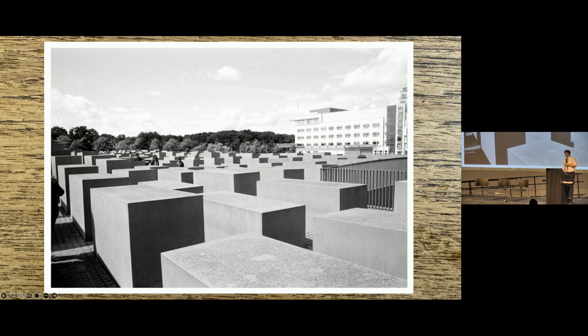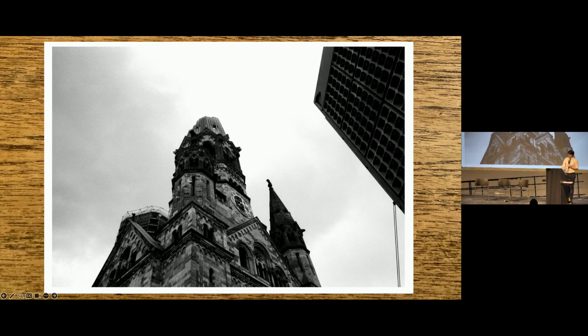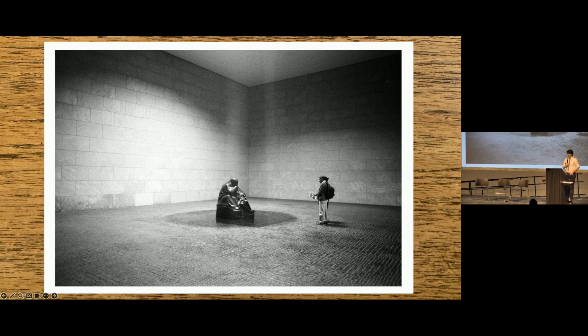visiting Peter Eisenman's memorial to the murdered Jews of Europe, seeing the rebuilt Kaiser Wilhelm Memorial Church, which was always the symbol of West Berlin during the Cold War, and seeing Käthe Kollwitz's Mother with Dead Son sculpture at Germany's memorial to the victims of war and tyranny, which is in a 19th century building by Karl Friedrich Schinkel.